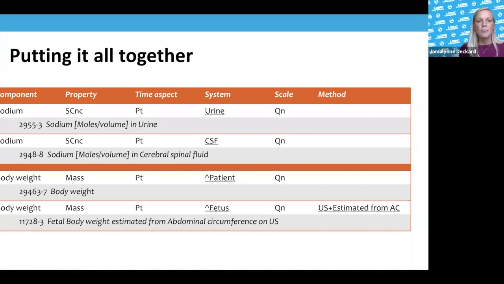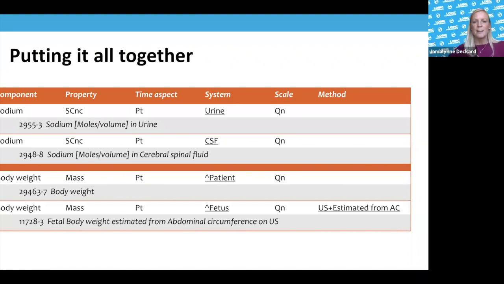So again, the fully specified name, which we would use for mapping or recommend for mapping to your local tests, would be that showing all the 6 axes for that term separated by the colon. So sodium, SCNC is substance concentration. The time aspect is a point in time, and then the system is urine. Scale is quantitative. And in the second example, it's the same thing, except the system is CSF.